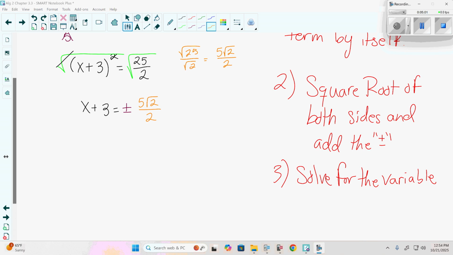All right. All right, guys, questions on this so far? So, at this point here, is the variable by itself?